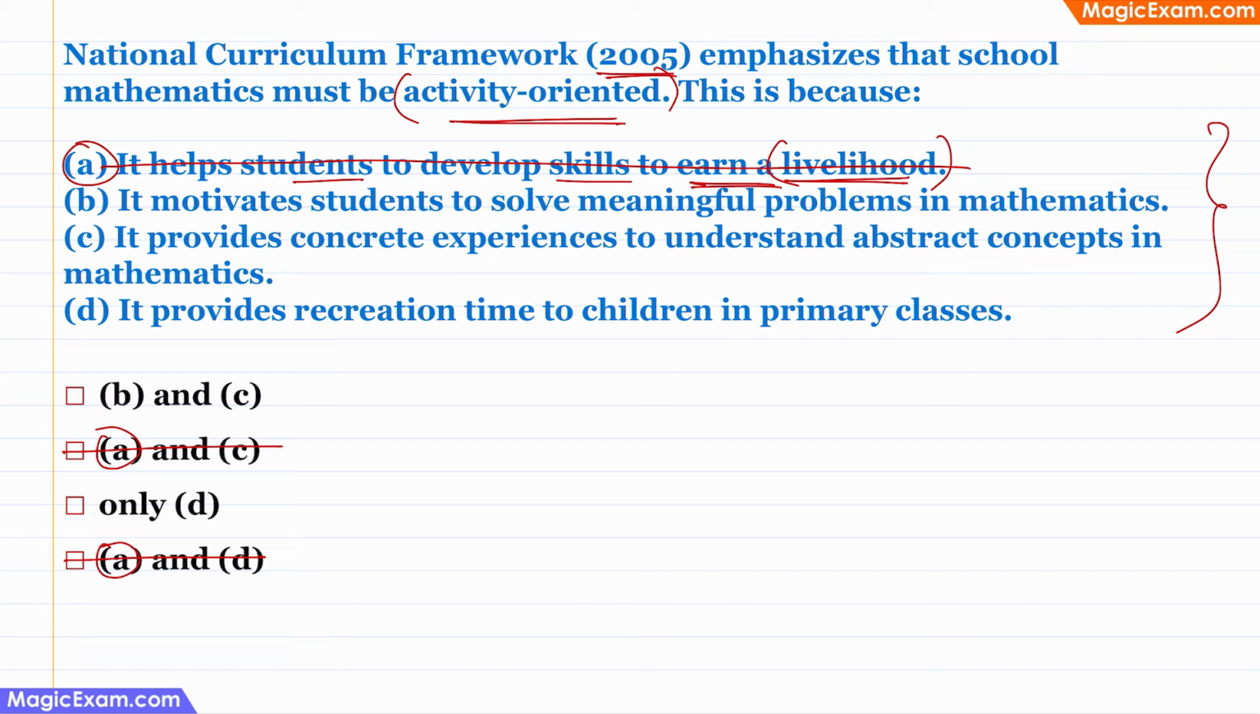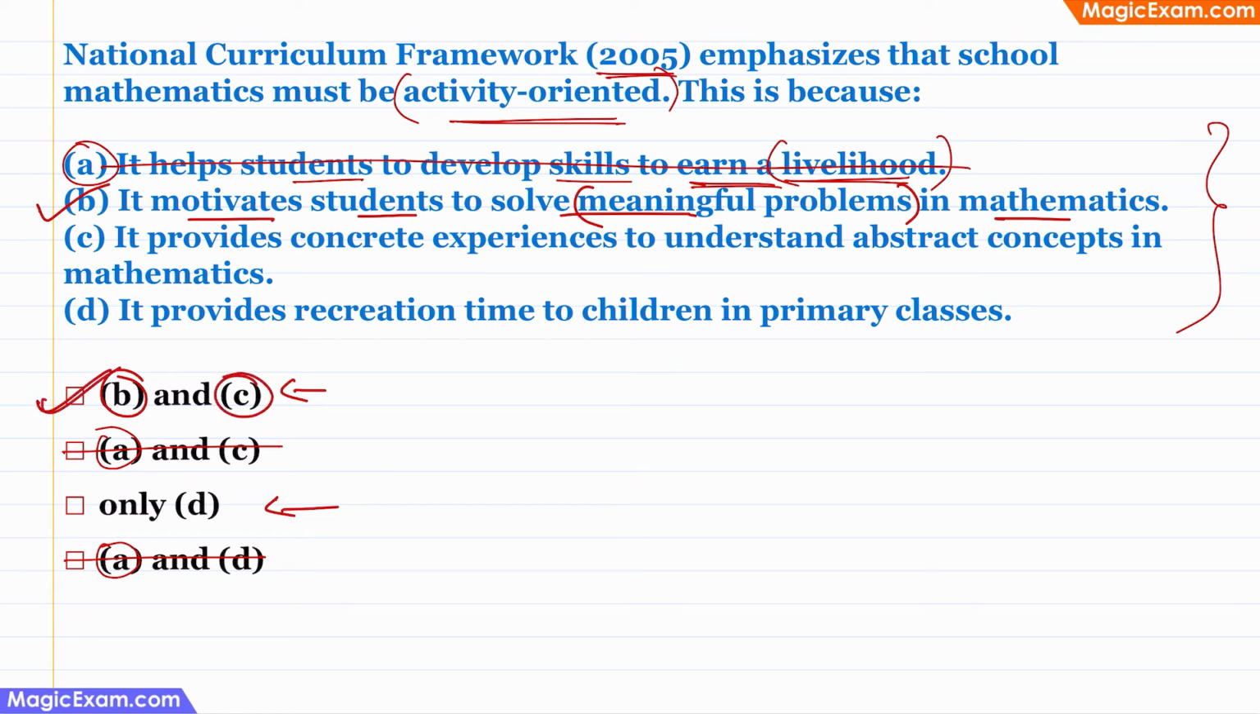A in it. And it motivates students to solve meaningful problems in mathematics. This is correct because if they are able to understand the practical aspect of the theory that they are learning in the classroom, then it is more meaningful and they are able to solve meaningful problems. Therefore, B is a correct statement. If B is correct, we have only two options left, 1 and 3. Since B is correct, statement option 1 has to be the correct answer.